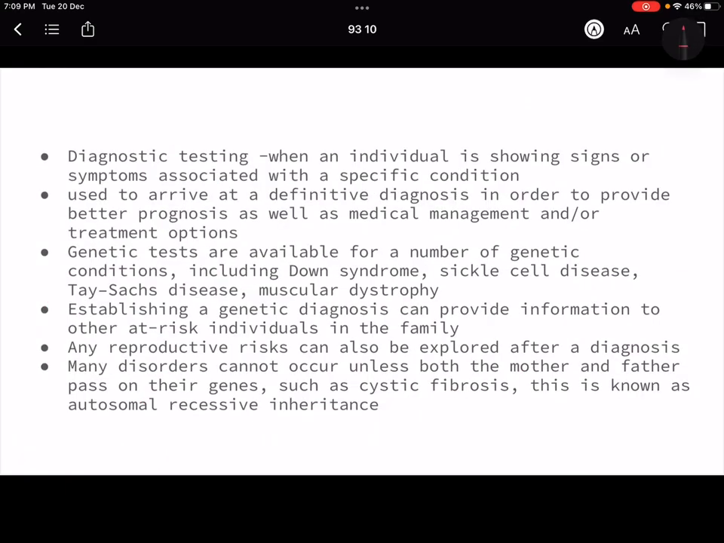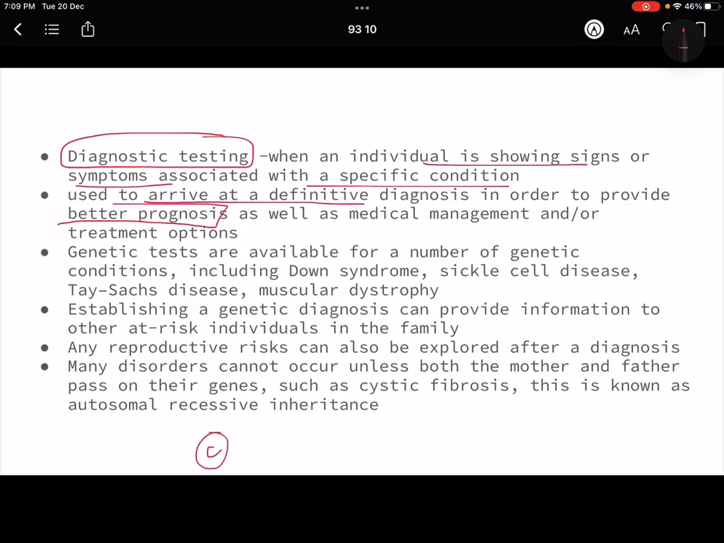Now comes this. So you can also call it diagnostic testing, because an individual is showing signs or symptoms associated with a specific condition. For example, you are a carrier for a disease, okay. So now you will go for genetic screening to see what happens if I have a child, okay. So to arrive at a definitive conclusion of what is going to happen, you need to do your genetic screening. So it gives you a better prognosis. That means it gives you a better idea or analysis of what medical condition you have or what your children can have, okay.